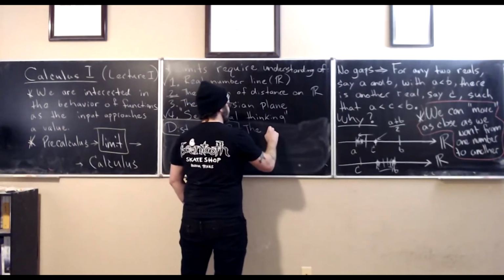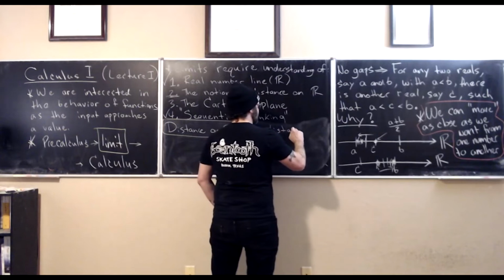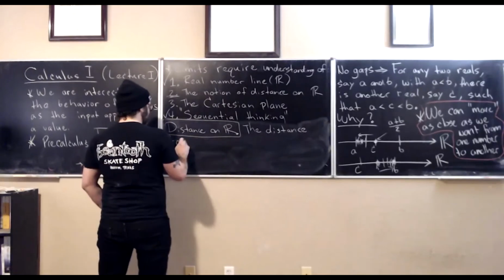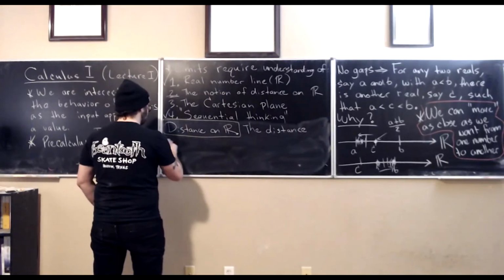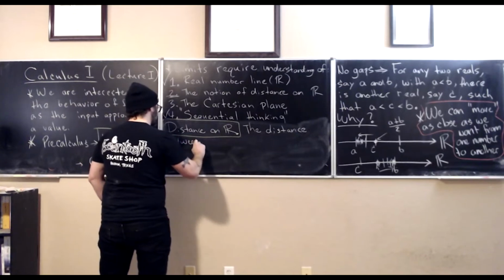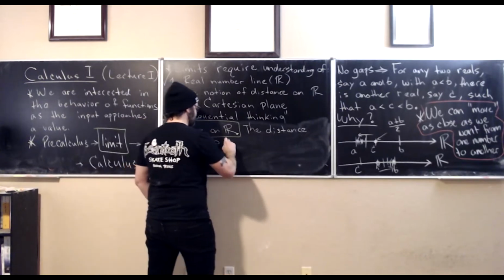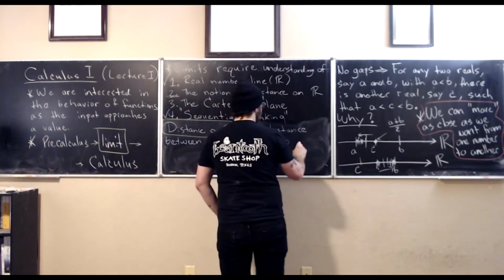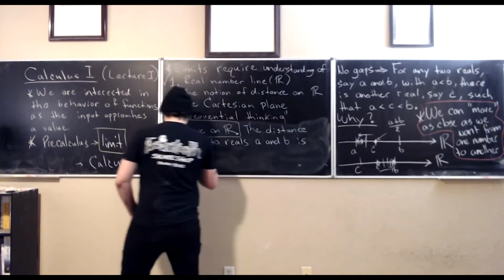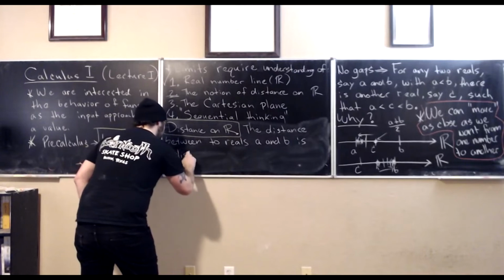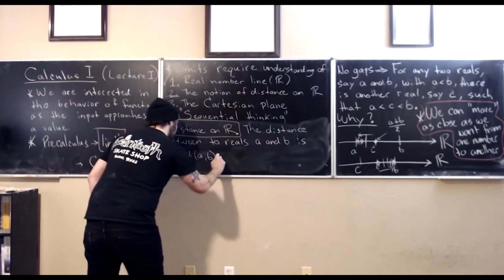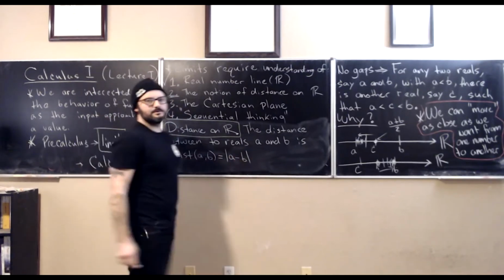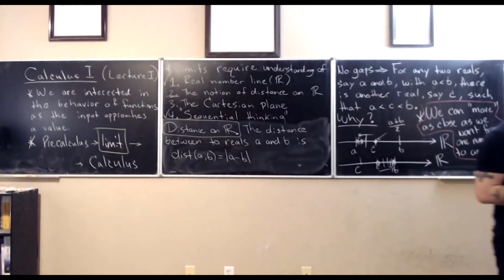So the distance, I'll say between, not from. So the distance between two reals, A and B, is, for our purposes, the absolute value of A minus B.